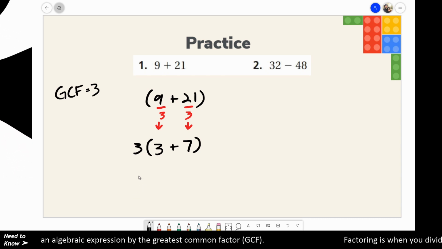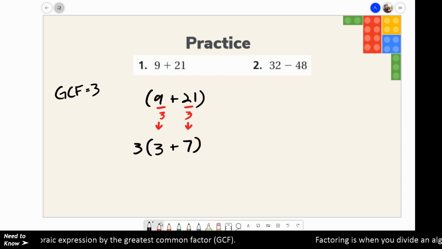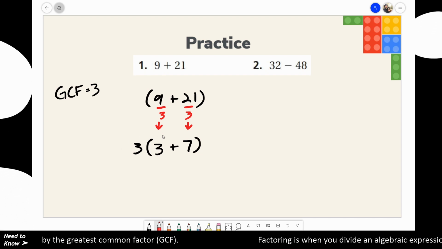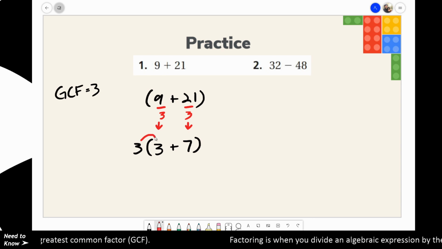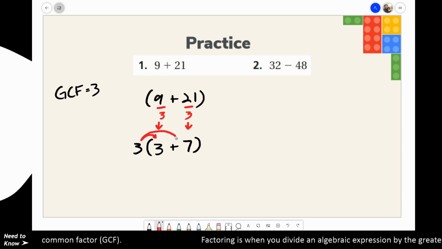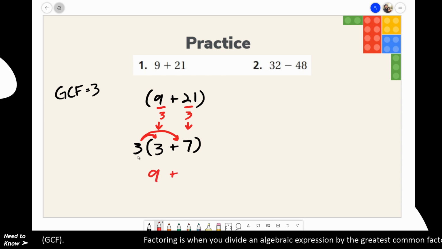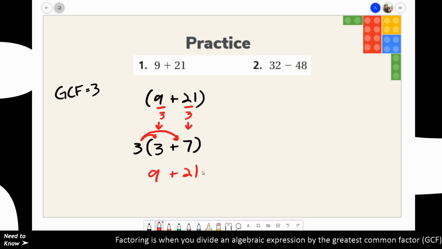You can always check to see if you're right by doing the distributive property. Because really what we're doing here by factoring is we're actually doing the distributive property in reverse. So let's check it. So let's distribute that 3 to the numbers inside the parentheses. Well, 3 times 3 is 9, and 3 times 7 is 21. Checks out.